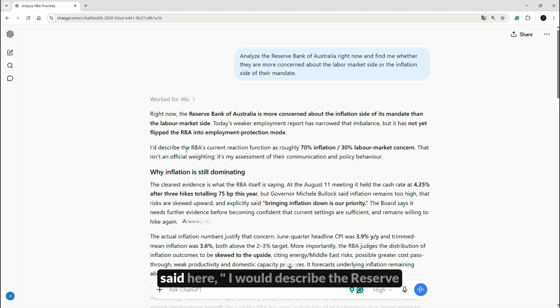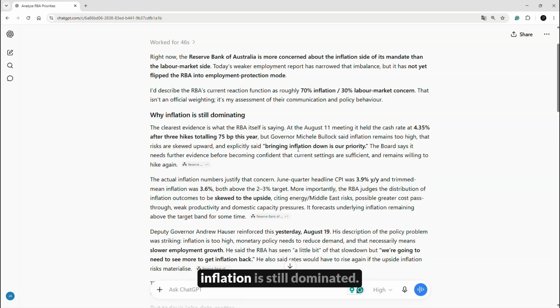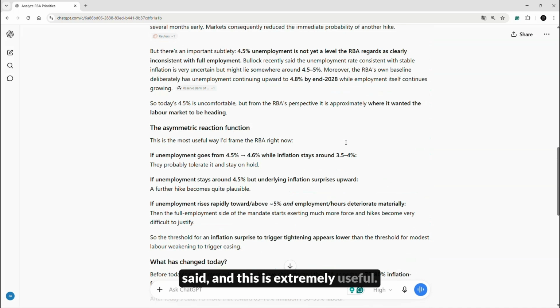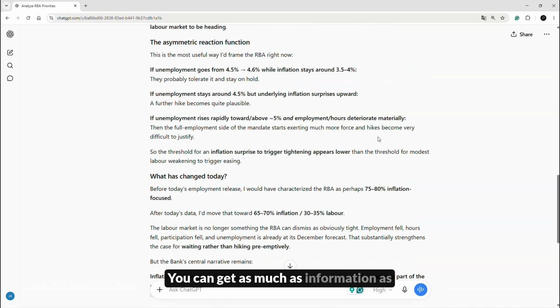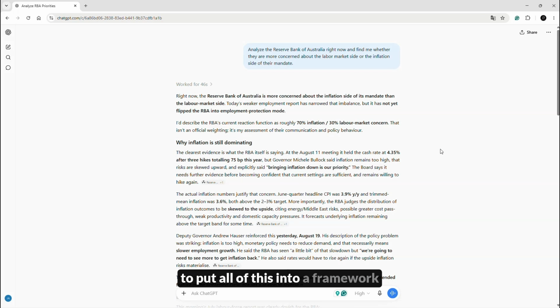Because as ChatGPT said here, I will describe the Reserve Bank of Australia's economic reaction function as roughly 70% focused on inflation and only 30% focused on the labor market. And it goes on explaining why inflation is still dominant. It goes on explaining what the governor of the central bank said, and this is extremely useful. You can get as much information as you want from artificial intelligence. And towards the end of the video, you will see exactly how to put all of this into a framework that you can use repeatedly.